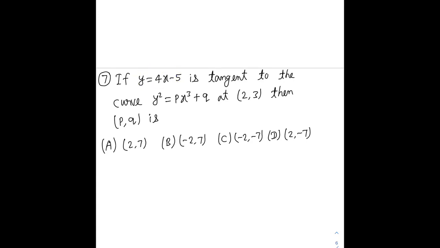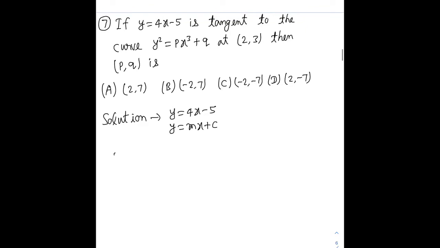Look, tangent is also a straight line. So you have the tangent which is y equal to 4x minus 5. Now if you compare with y equal to mx plus c, then what is m? m is nothing but 4. So this is the slope of the line. So this is the slope of the tangent.